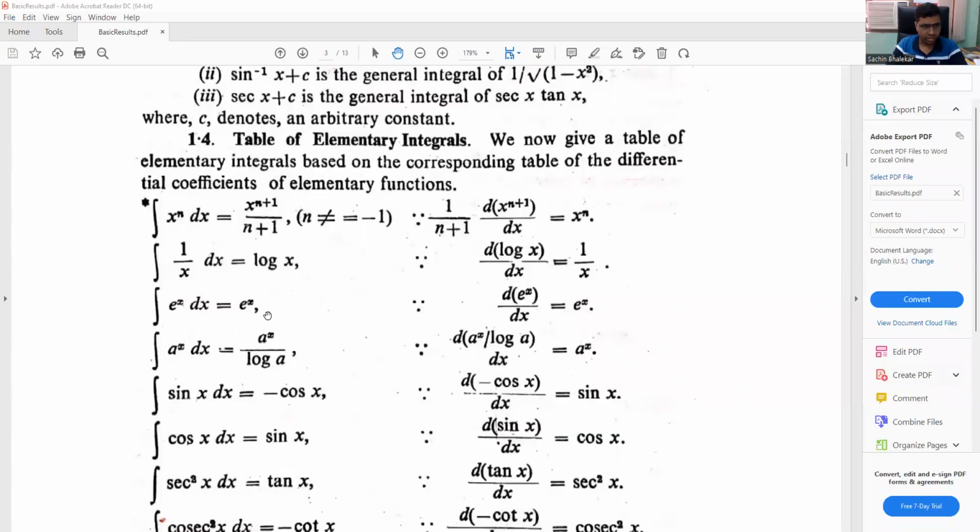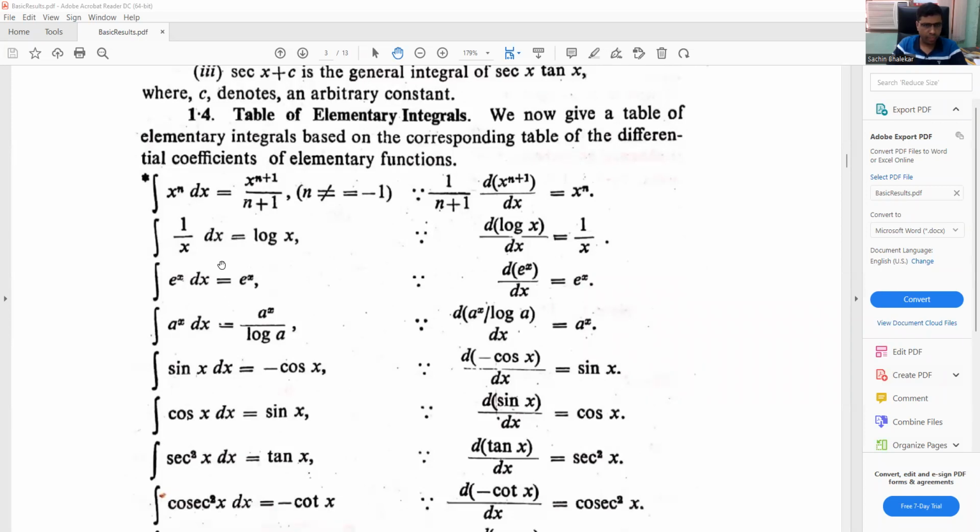Dear students, in this lecture we revise some basic results and solve some examples. So these are some basic important results. Integral of x raised to n equals x raised to n plus 1 upon n plus 1. Note that here n is not equal to minus 1. All these results are derived from the derivatives.